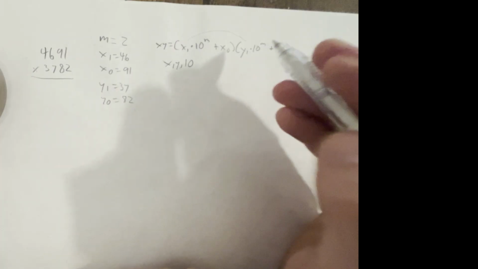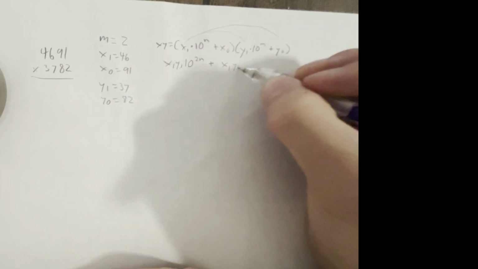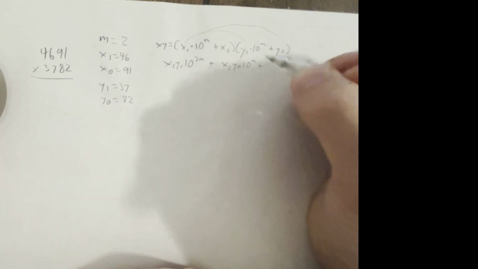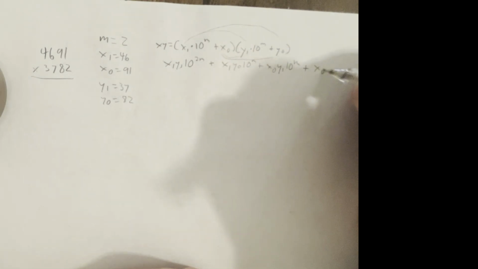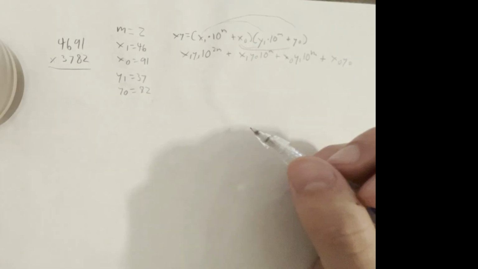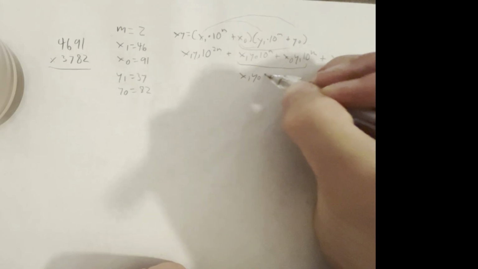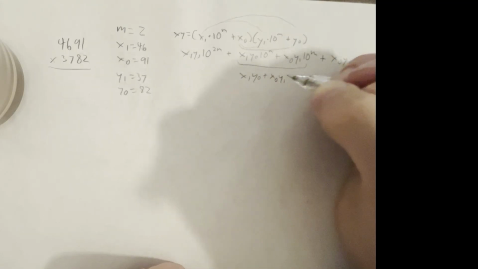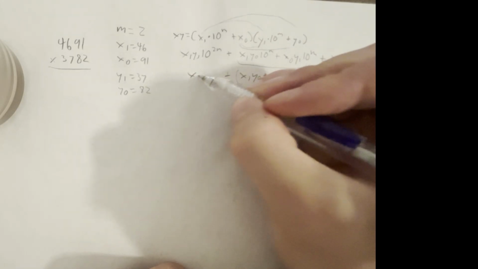We're going to multiply the first 2 terms, and that brings us to x1, y1 times 10 to the power of 2m. Then we add x1, y0 times 10 to the power of m plus x0, y1 times 10 to the power of m plus x0, y0. We combine these to be x1, y0 plus x0, y1, all times 10 to the m. And then we bring these down.